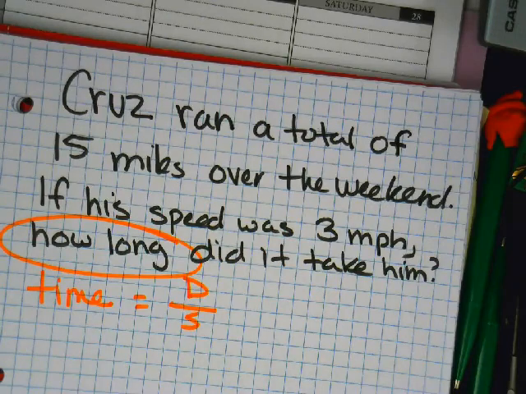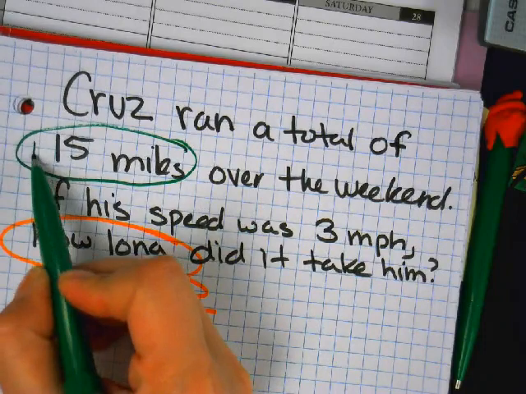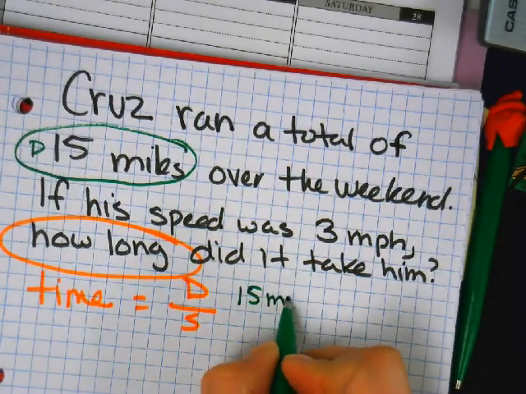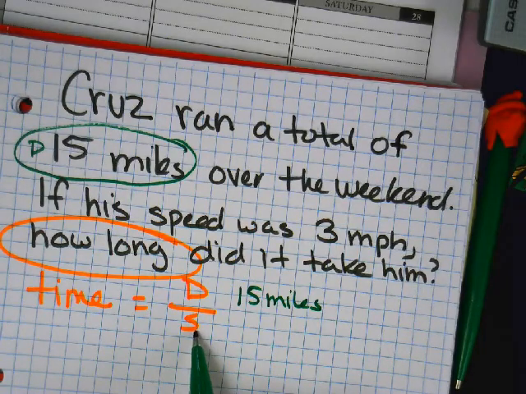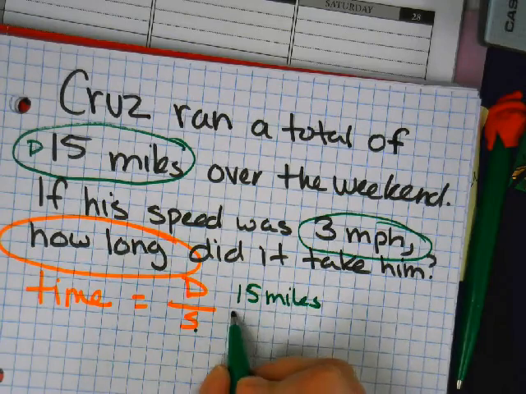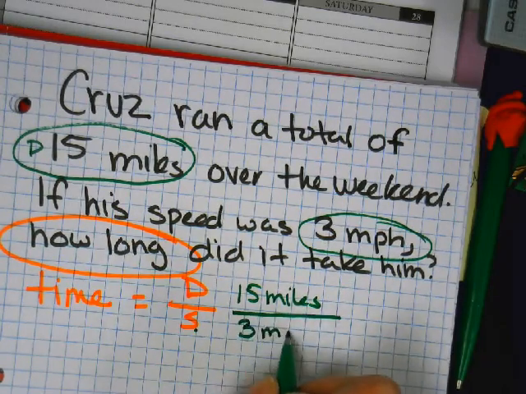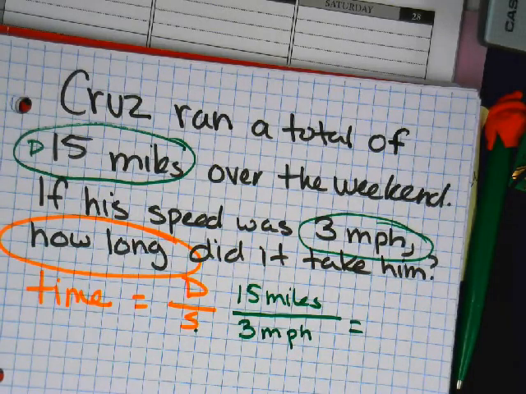Okay, what's our distance? This is your distance. So 15 miles. What's your speed? What's our speed? 3 miles per hour. Carry your units. Divided by 3 miles per hour. Okay, so we're going to divide. All right, it's pretty easy division. What's 15 divided by 3?